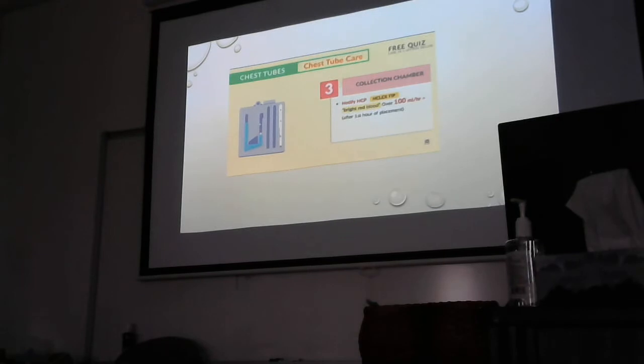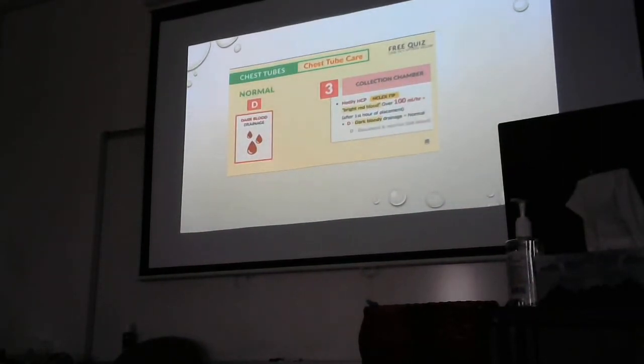Okay, now switching gears, what happens if the blood is dark red? Again, don't let the NCLEX trick you here. Just think D for dark bloody drainage is normal. So we D, document and monitor, since it's old blood.